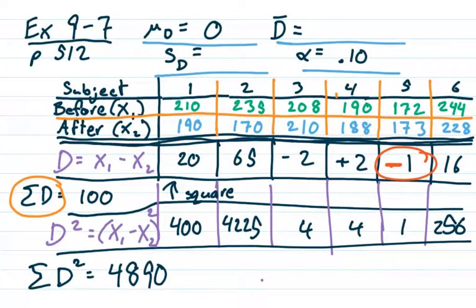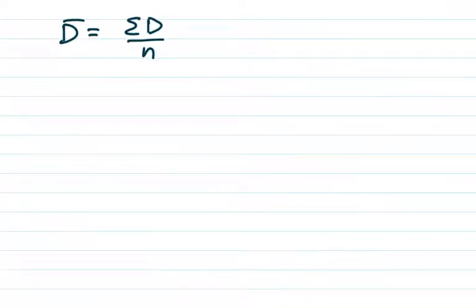Both of those we need. We need the sum of the d's to calculate the average, so we'll use that here. And then we also need both of those figures, the sum of the d's and the sum of the d squareds, to calculate our standard deviation. And then both of those are used in the test statistic. So d bar is the sum of all of the d's divided by the total number of them. That's the mean of the differences, which works out as 16.7.